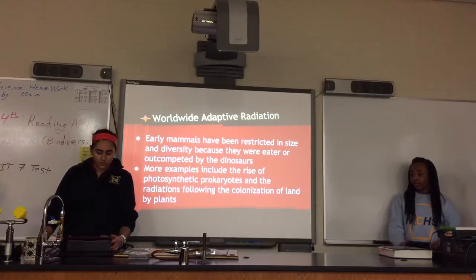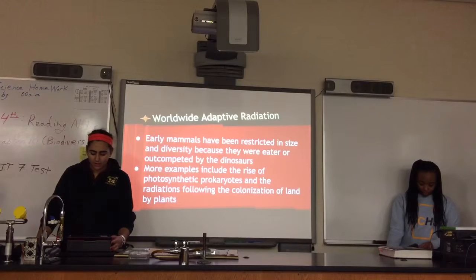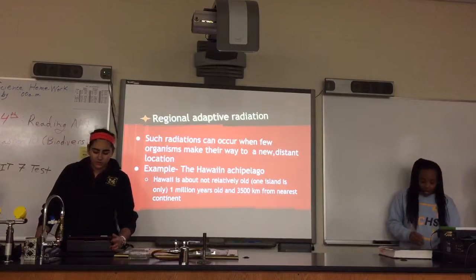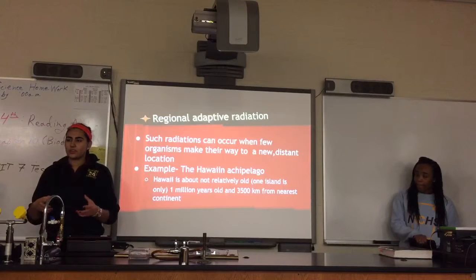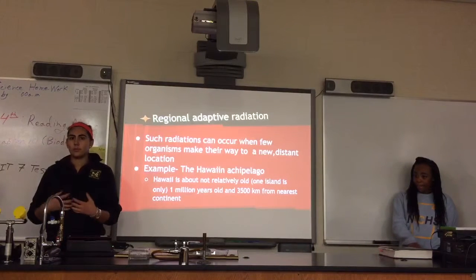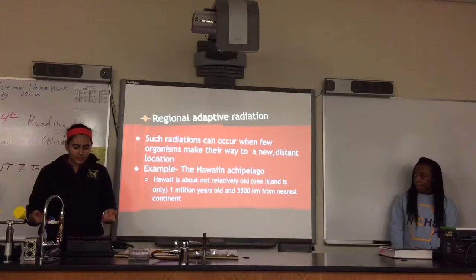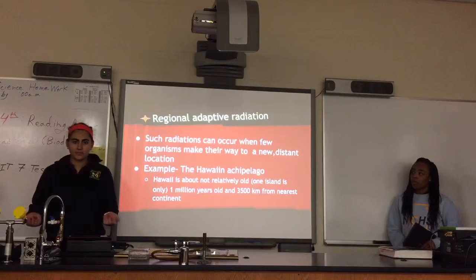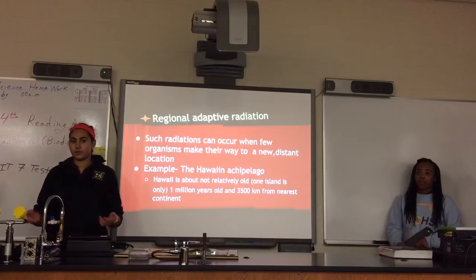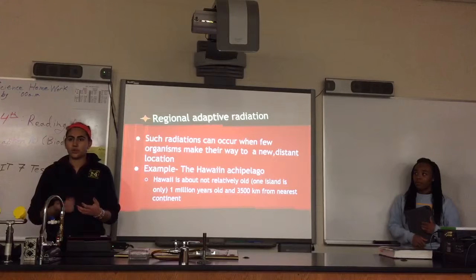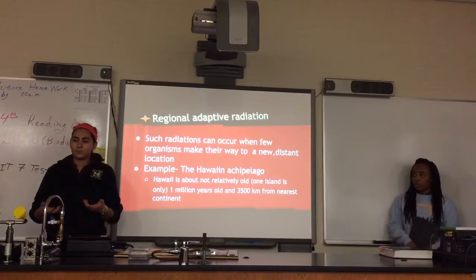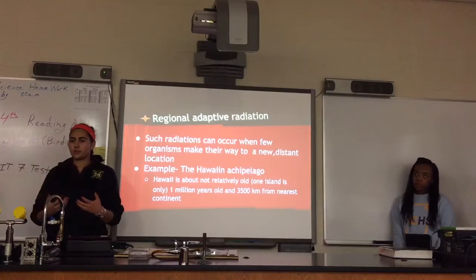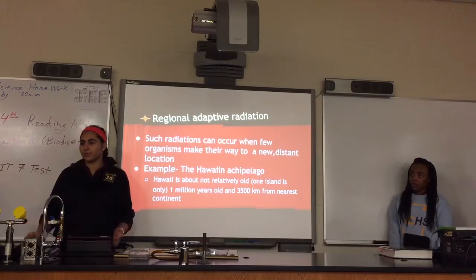Other examples include the rise of photosynthetic prokaryotes and radiations following the colonization of land by plants. And then there's regional adaptive radiation. It's basically adaptive radiation on a smaller scale, where one animal in a particular environment takes control of that environment. An example would be the Hawaiian Islands. Hawaii is not considered that old. Its youngest island is about 1 million years old, and it's about 3,500 kilometers from the nearest continent, so animals from the continent would have to drift over there. Once an environment is forming, the animals are going to develop and change in this new environment, because it's not like their prior environment, and different animals are going to take on different roles because it's different from the former environment they had lived in.